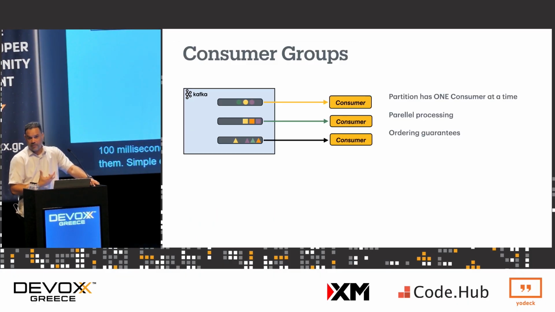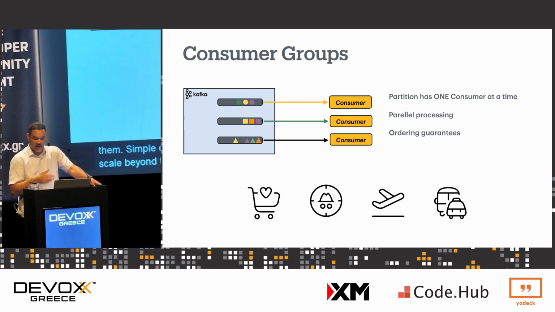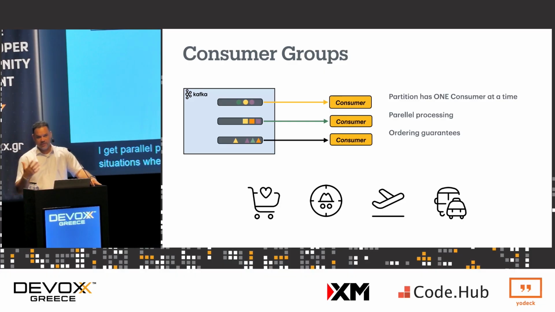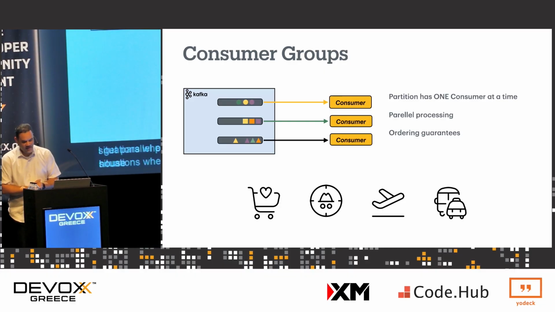As I talked about before, the problem with this is that I can't scale beyond the number of partitions of my topic. I get parallel processing, yes, and I get ordering guarantees, but what about situations where I just need more power? That's a Star Trek reference for those of you in the house. There are things I could do. I could just add more partitions to my topic, but what does that get me if I over-partition my topic?